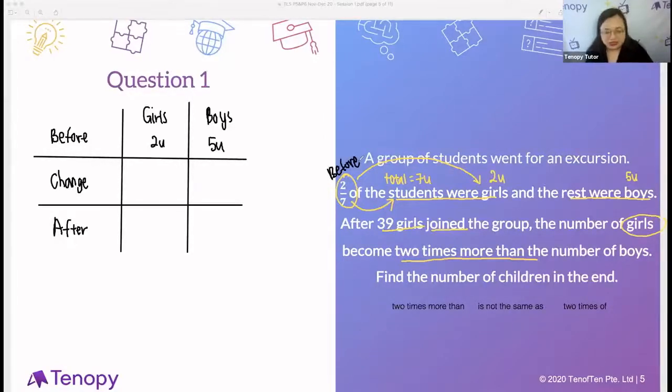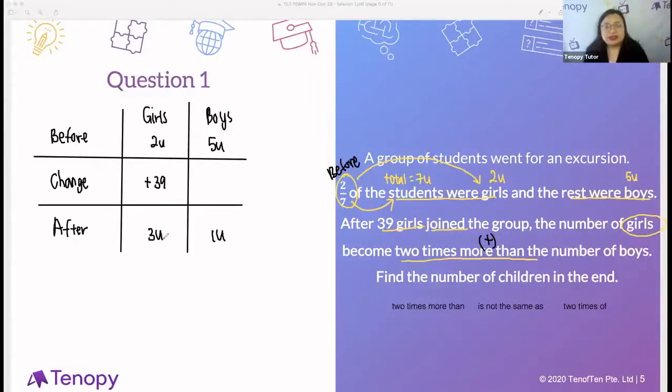And what is my change? Change means what happens during the process. You mentioned that 39 girls joined the group. So under the girls, I added in more girls because they joined, so it becomes plus 39. There is no change to the boys. Then the girls become 2 times more than. Remember, 2 times more than means my boys is only 1, the girls is 2 times more than, which means you have to add. So it became 3 units.